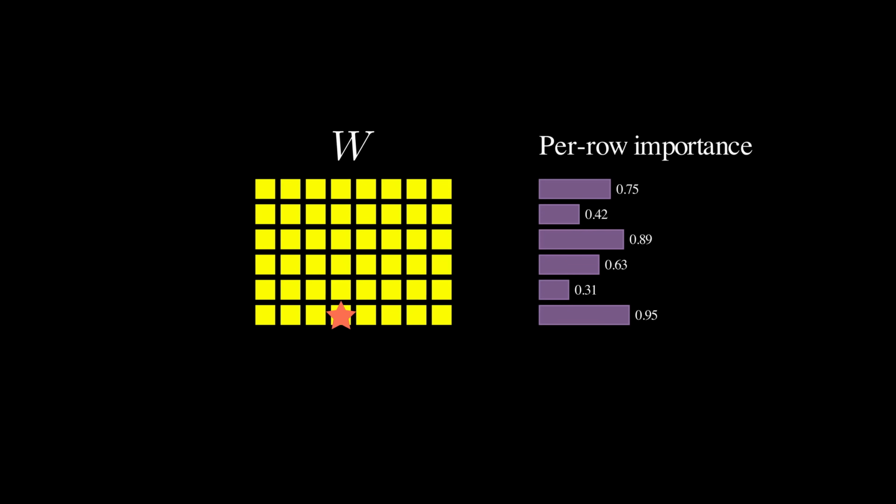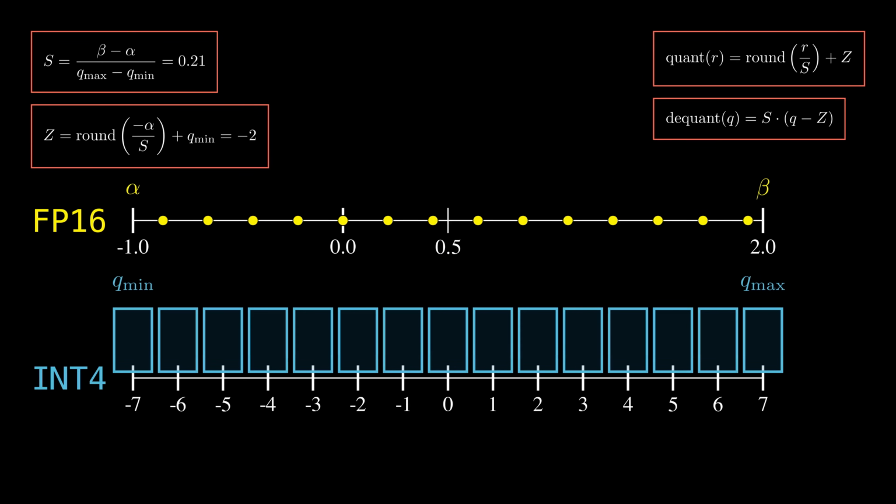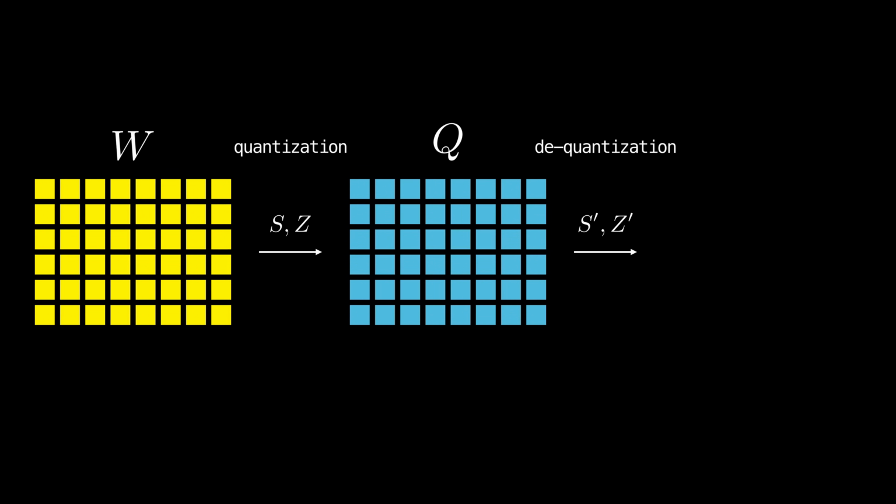Let's say this weight over here has value 0.5 and was deemed important. Quantization will map it to bucket 0, and dequantization will reconstruct it as 0.429. But it would be great to actually recover the original 0.5 since it's so important. And to do that, we'll tweak the dequantization process. Instead of using the original scale, 0.21, we'll use a different scale S prime and set it to 0.25, which will nudge the dequantized value to the desired place. Effectively, we decouple the constants used during quantization and dequantization.